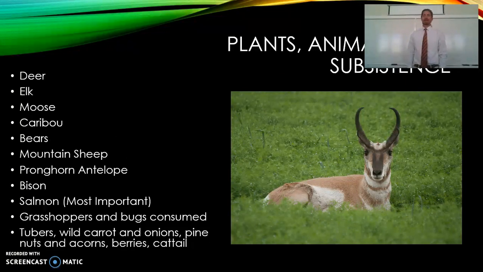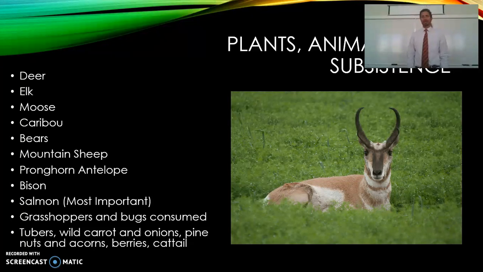Animals that the natives subsisted on are interesting. This is a pronghorn antelope. So deer, elk, moose, caribou, bear, sometimes bison, mountain sheep, pronghorn antelope, and salmon was the most important foodstuff in terms of animal stuff. So you can see that we're starting to get into different fauna and flora groupings based on moving further south and a little bit warmer temperatures as we move that direction.